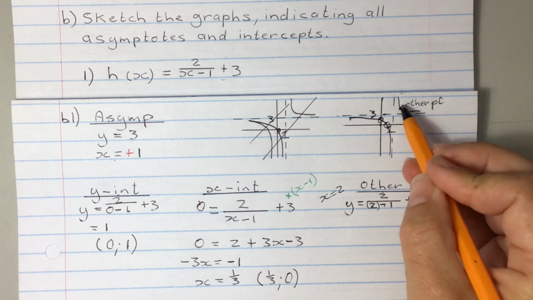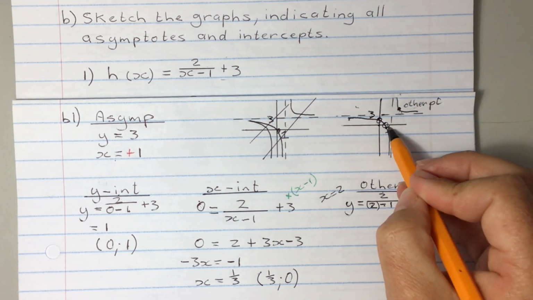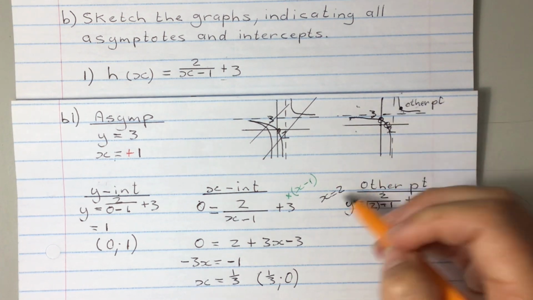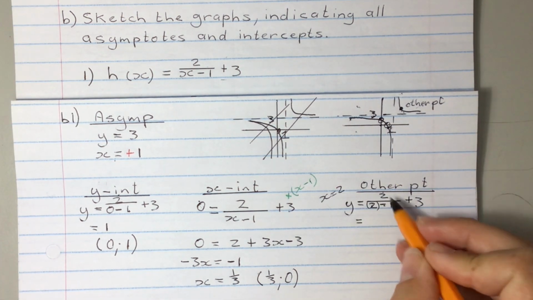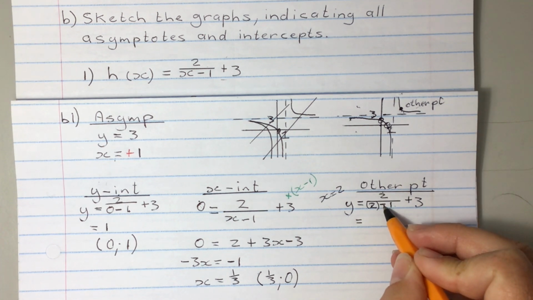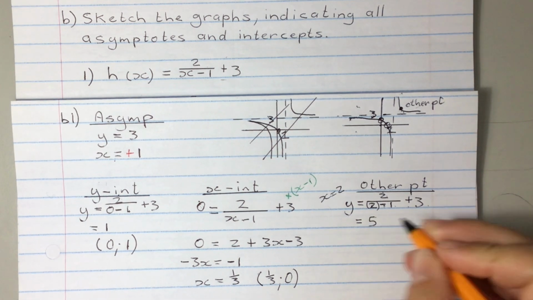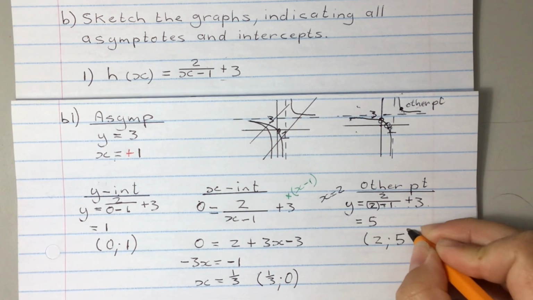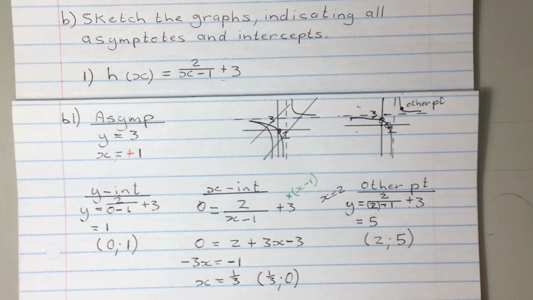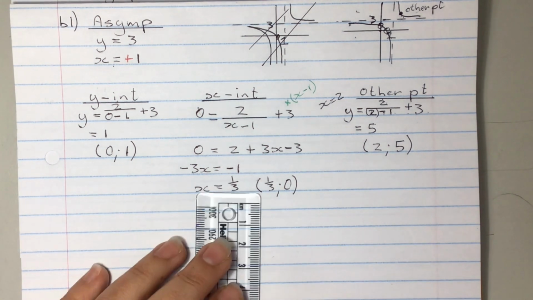If this graph was on the left of my asymptote, then I'd have to choose a number smaller than 1. So keep that in mind when you're choosing that value. So 2 minus 1 is 1, 2 divided by 1 is 2, 2 plus 3 is 5. And so here we've got the point (2, 5). And now we have all the information we need to sketch our graph.